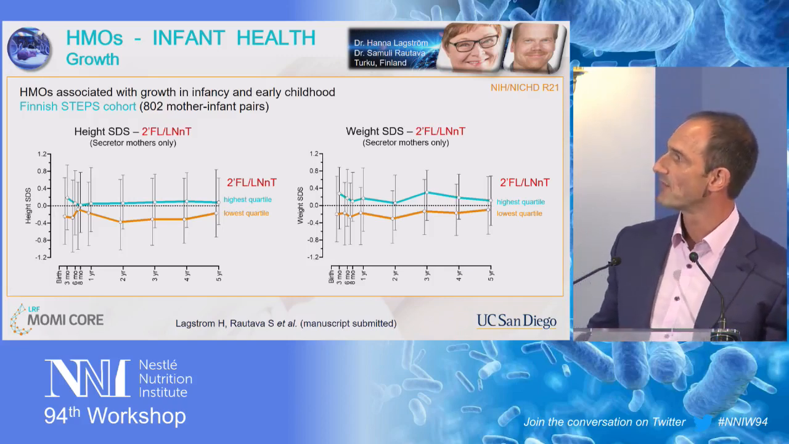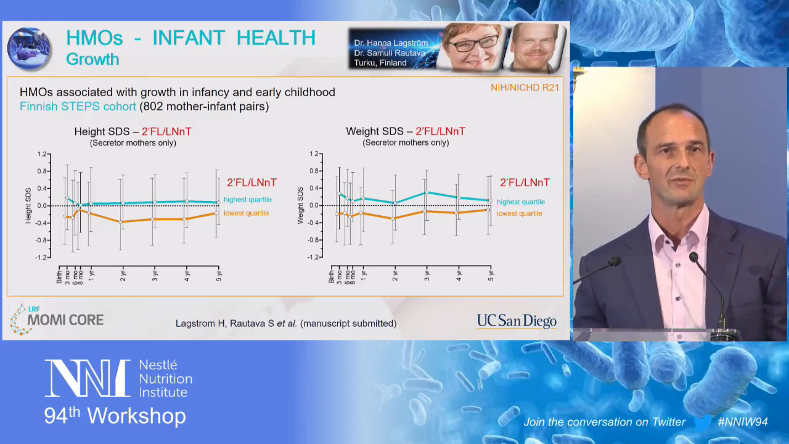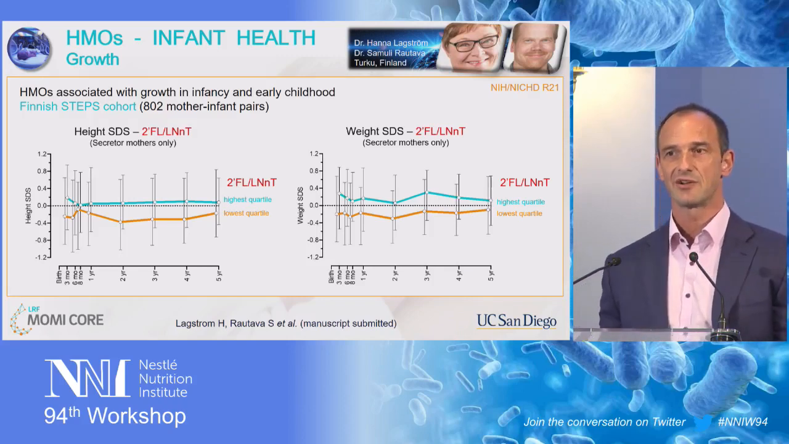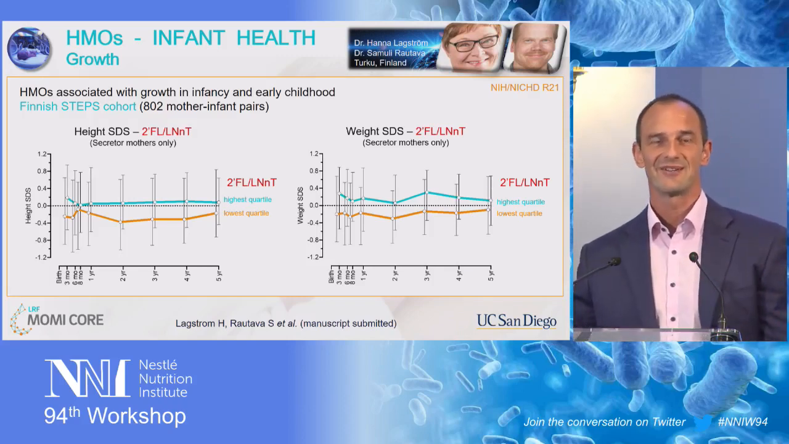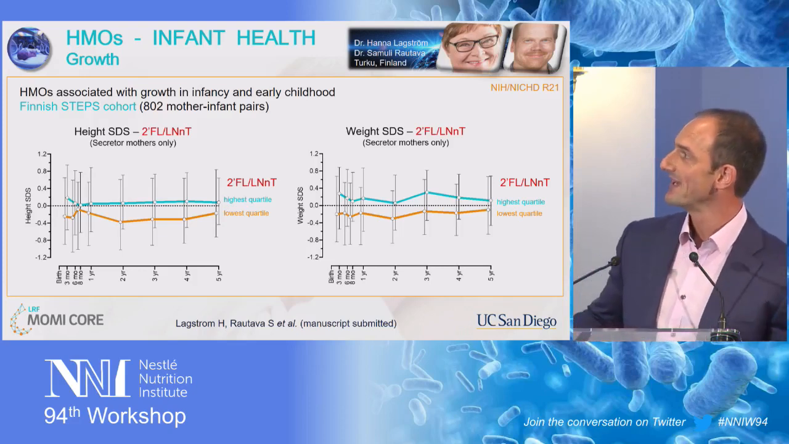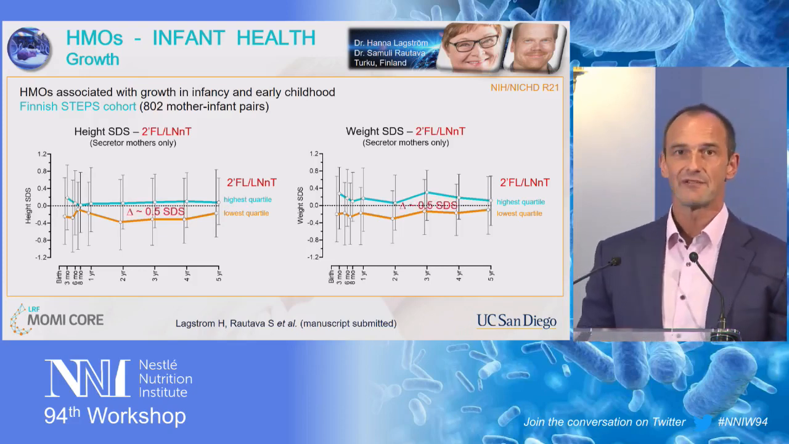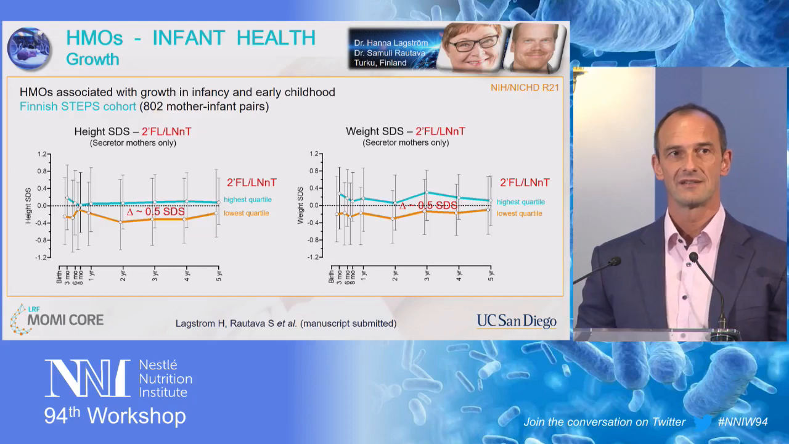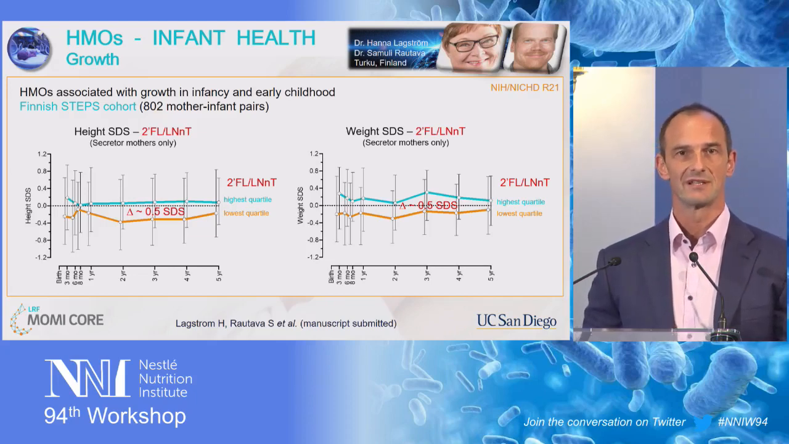So you can imagine, depending on what oligosaccharides you give and what the ratio between different oligosaccharides is, you get the tall Scandinavian, or you get the smaller German guy, that would be me. And there's a difference of half a standard deviation just by looking at the 2FL Neo-LNT ratio. I think this is quite remarkable.